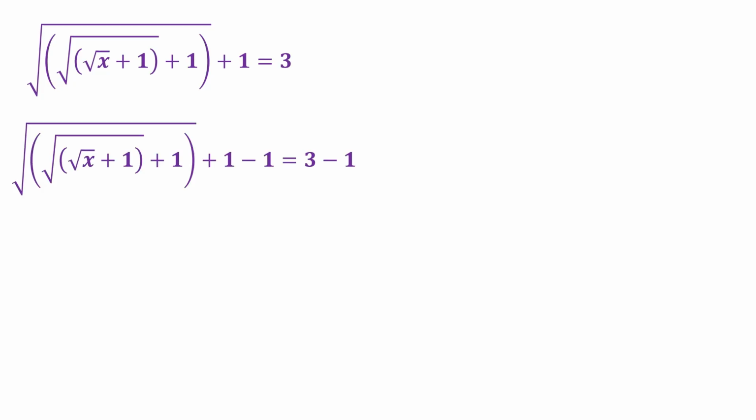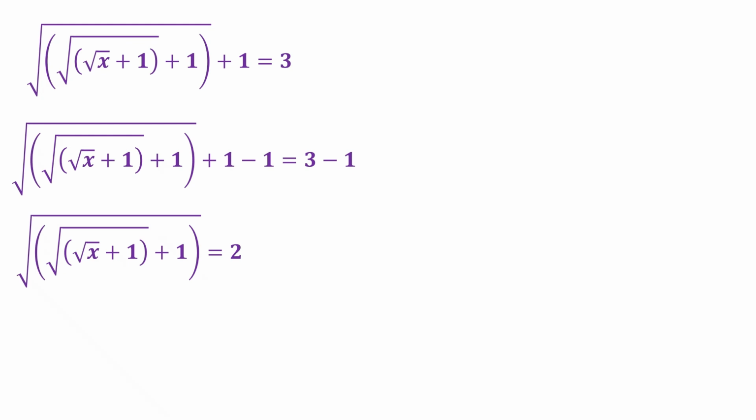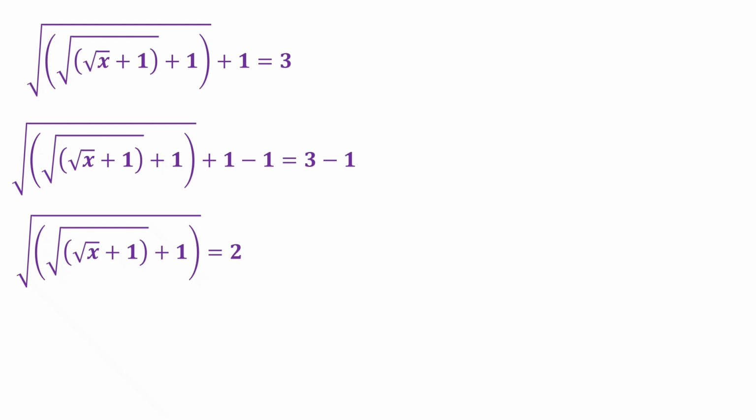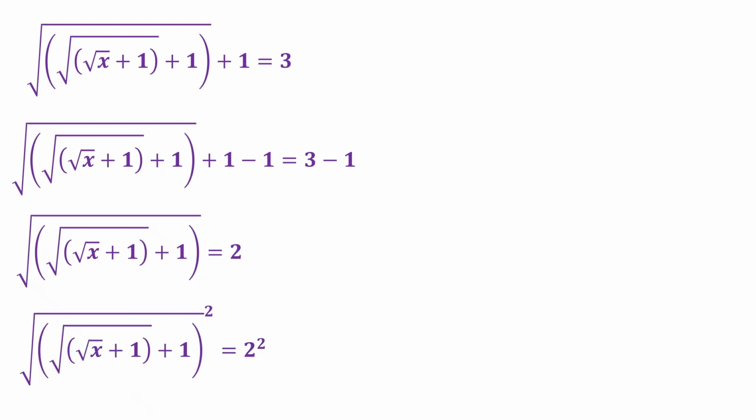Subtract 1 from both sides, and 3 minus 1 equals 2. Now we remove the outer square root by squaring both sides. If a equals b, then a squared equals b squared. Now taking the square and simplifying, the square root and square cancel out, and we are left with the square root of x plus 1 equals 4.